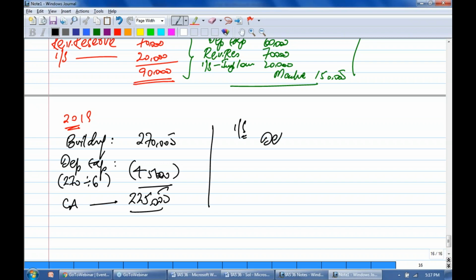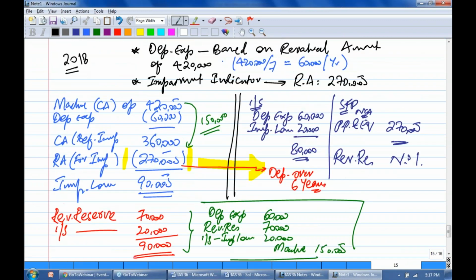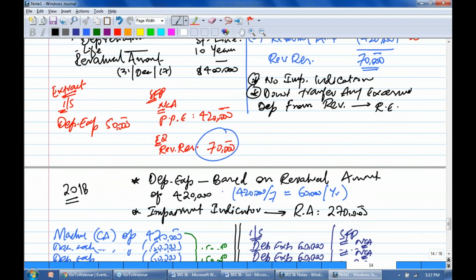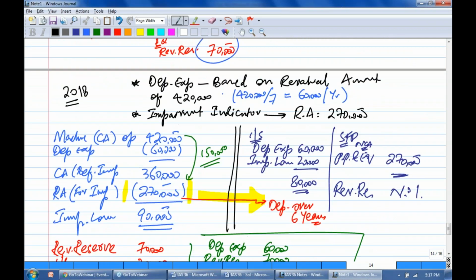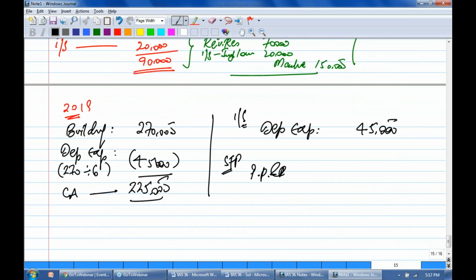Income statement, depreciation expense 45,000, and statement of financial position, the property, plant and equipment building value, that is 225,000.